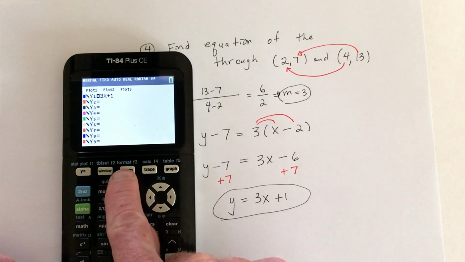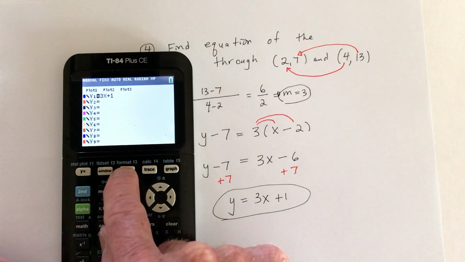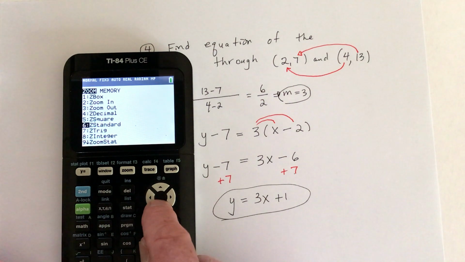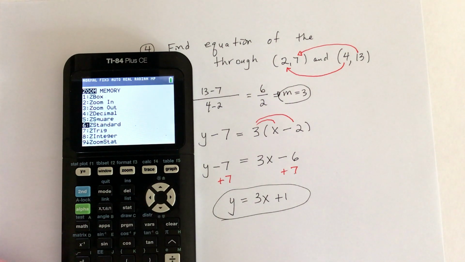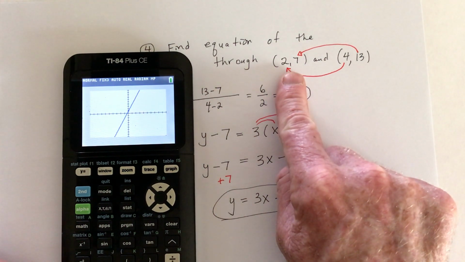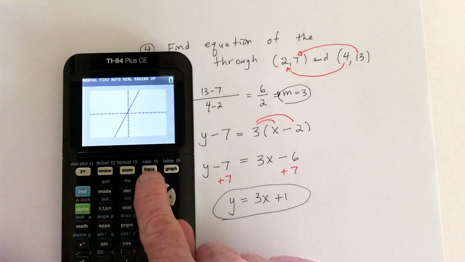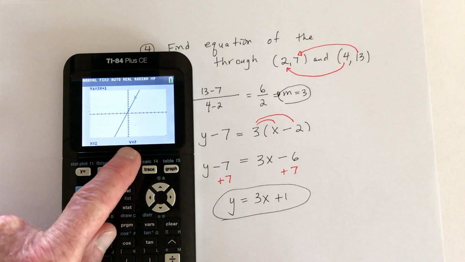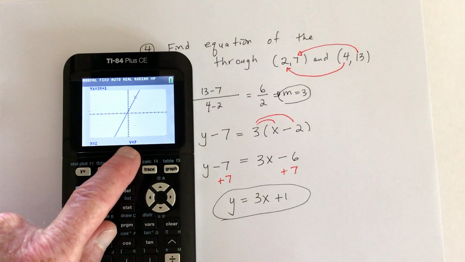And then the best way to get to the graph is go right here to zoom. And number 6 is the best place to start, zoom standard. And then you'll see that it draws the line, and I just want to make sure that it goes through these points, 2, 7. So to do that, you just go to trace, and you plug in a 2, and then right there, it says the y value equals 7. So that is correct.